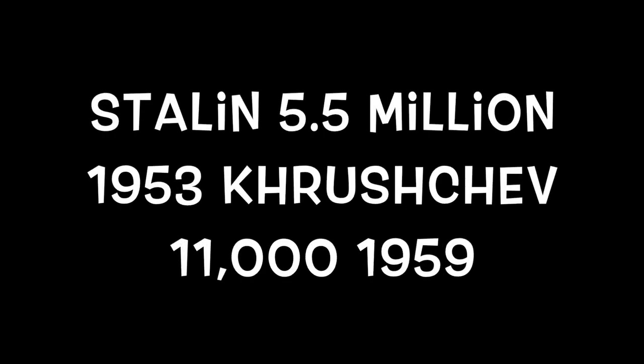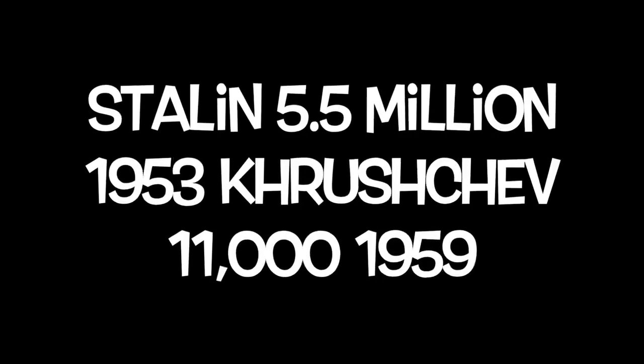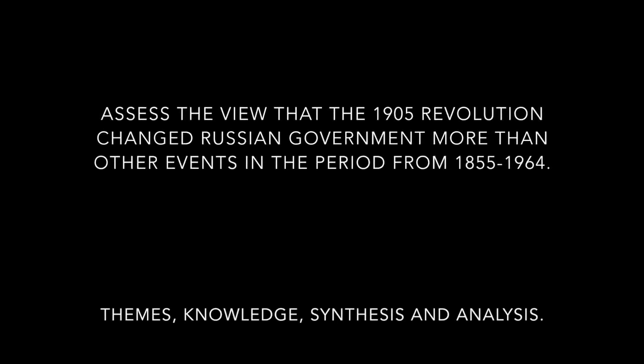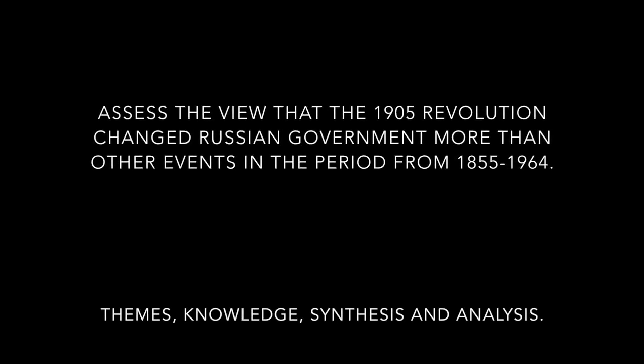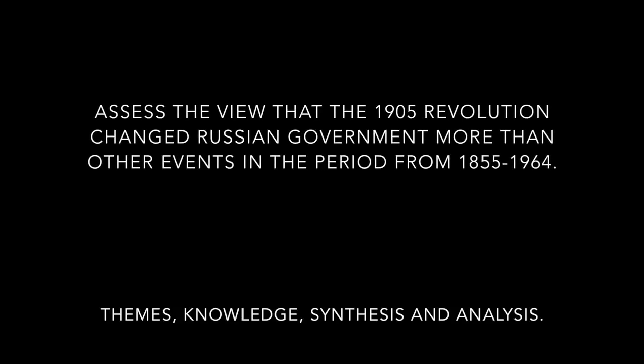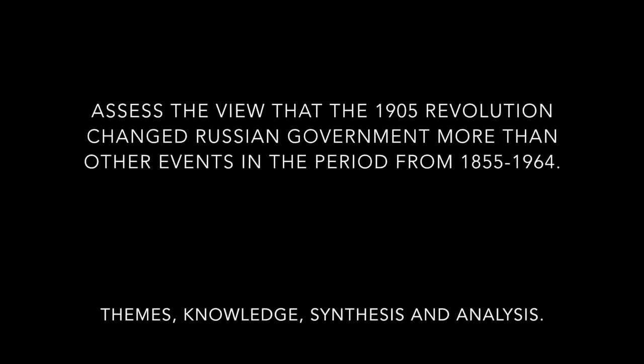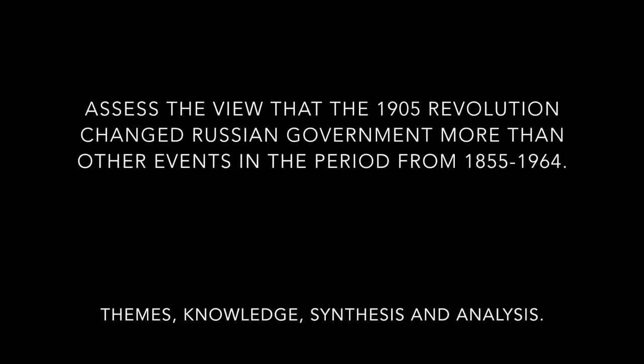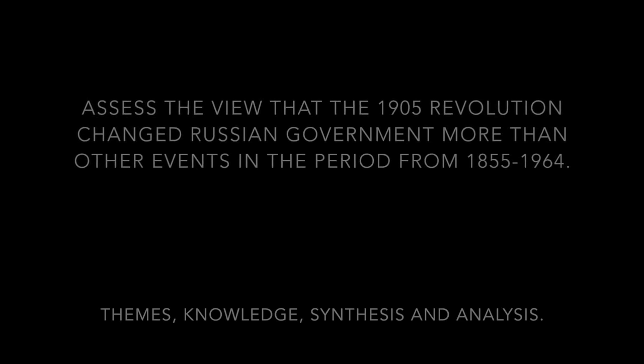For example, in contrast to Stalin's 5.5 million in the gulags in 1953, there were just 11,000 in Khrushchev's gulags in 1959. In addition to this, there was a relaxation of censorship to the extent that twice as many books were released during Khrushchev's reign per year than had been released in the 1920s. And now to my summary of this paragraph.